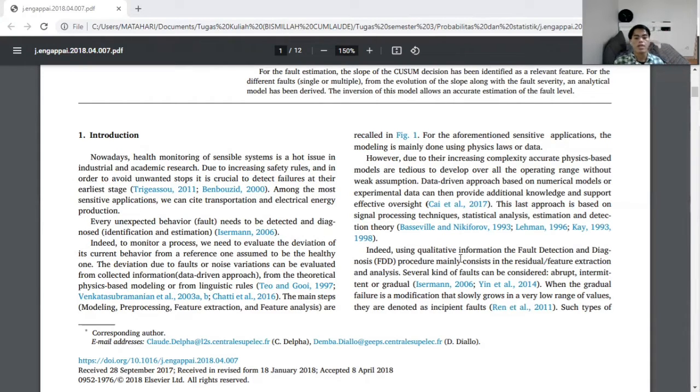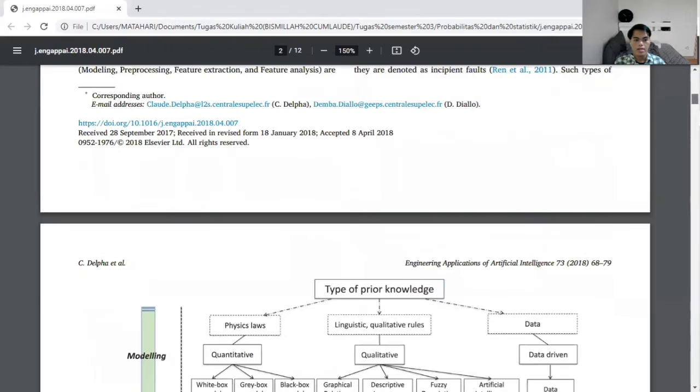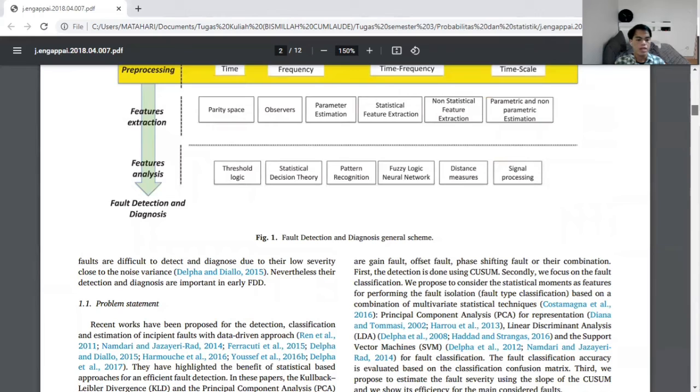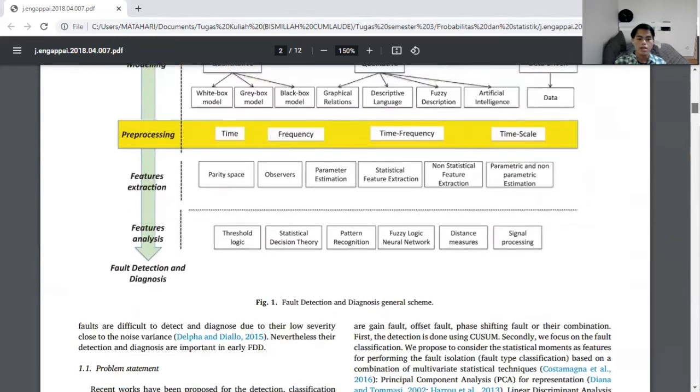Several kinds of faults can be considered: abrupt, intermittent, or gradual. When the gradual failure is a modification that slowly grows in a very low range of values, they are denoted as incipient. Such types of faults are difficult to detect and diagnose due to their low severity, comparable to the noise variance. Nevertheless, their detection and diagnosis are important in early FDD.